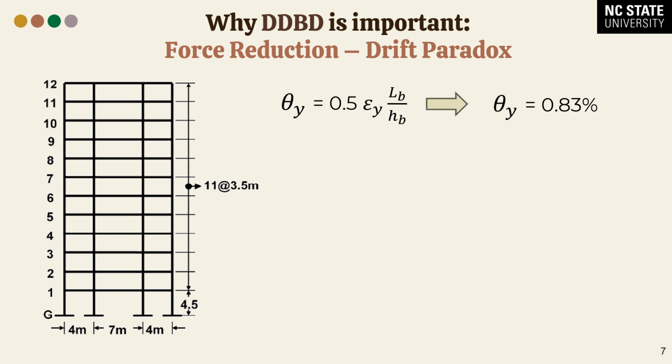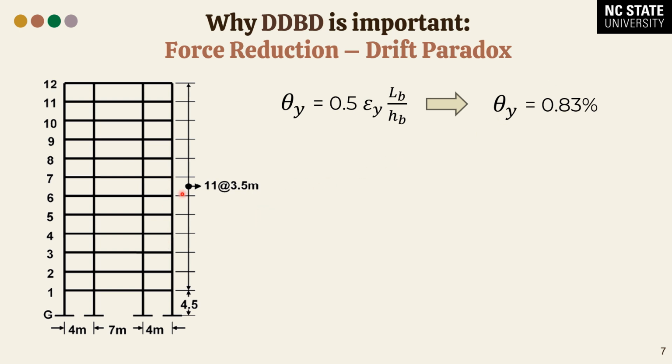So why are we talking about this now? Why is DDBD important within the context of, let's say, codes and future code developments? And we'll get more into that later. But what I want to introduce here is the force reduction drift paradox. And what we're talking about here is this.